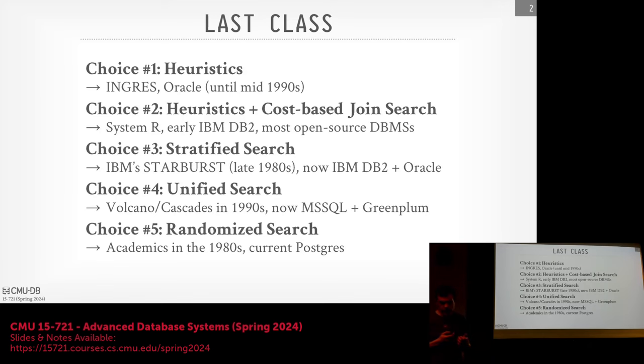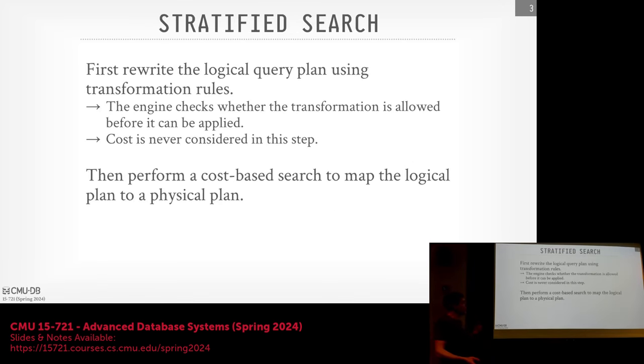So the distinction we were talking about last time was, again, the stratified search and the unified search. And as I was saying, the lines are kind of blurry. Cascades in SQL Server is technically a unified search, but the way they invoke some of the rules, the transformation rules, as we'll see in a second, it's basically doing it without a cost-based search. They're doing transformations that you always want to do first, and then they do something that is more exploratory search, as you would see in Cascades.